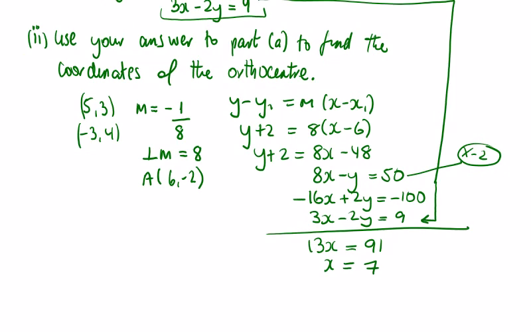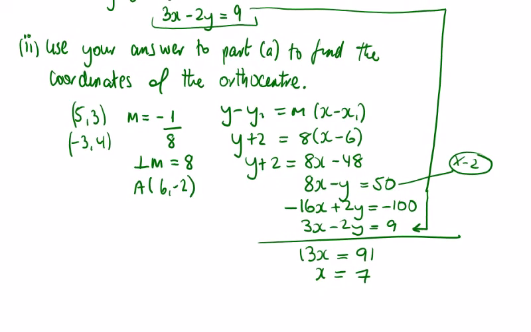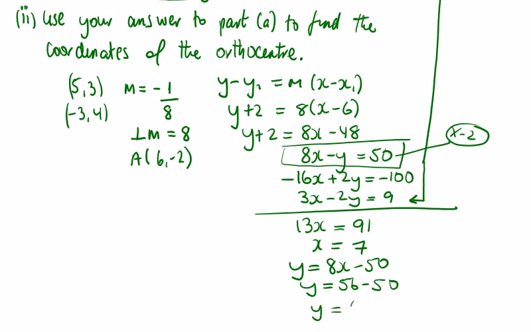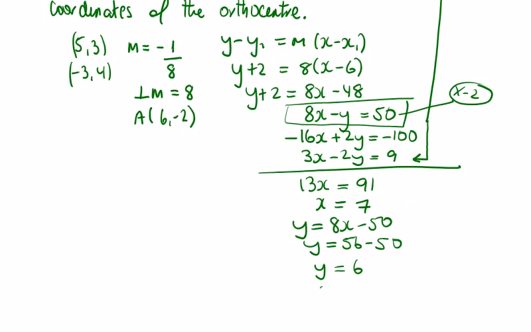So y, the easiest equation to use, well, we could use this one here. y is equal to 8x minus 50. y is equal to 8 7s, or 56, minus 50. So y is equal to 6. So your point of intersection, which is the orthocenter, 7 for x, 6 for y, is the orthocenter.